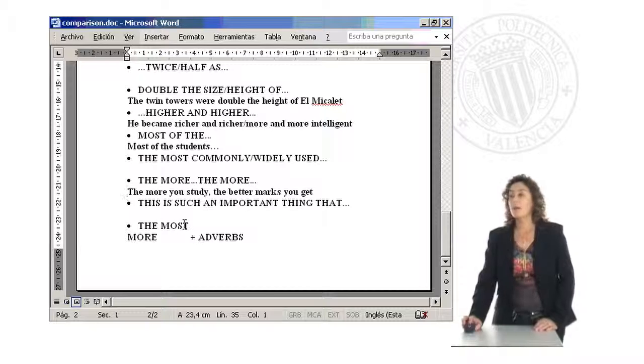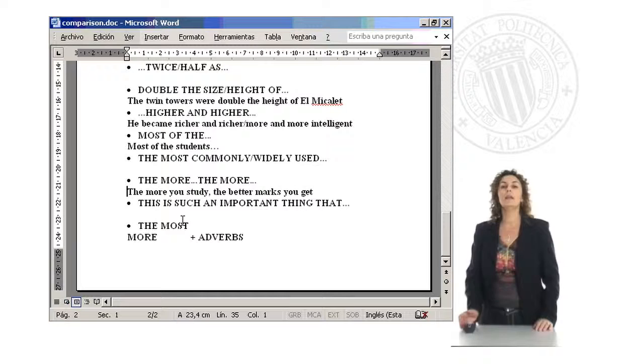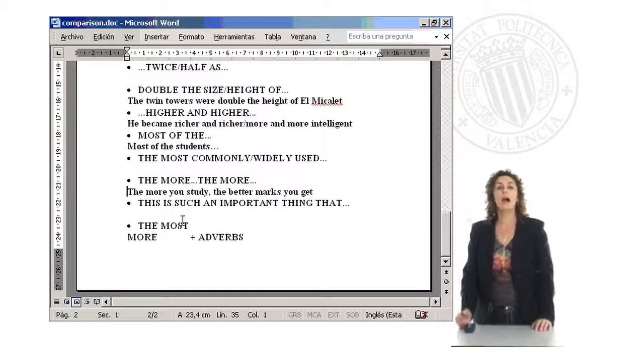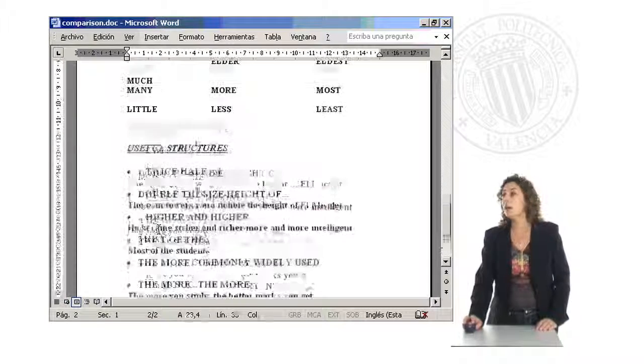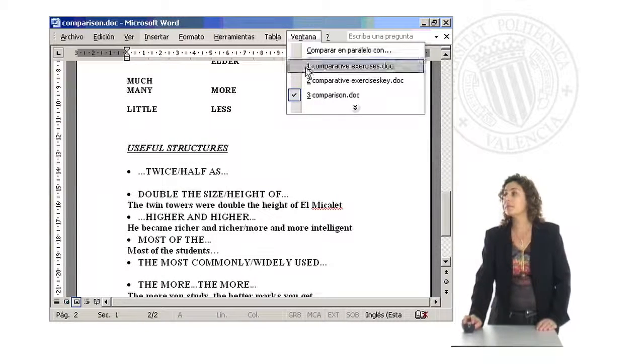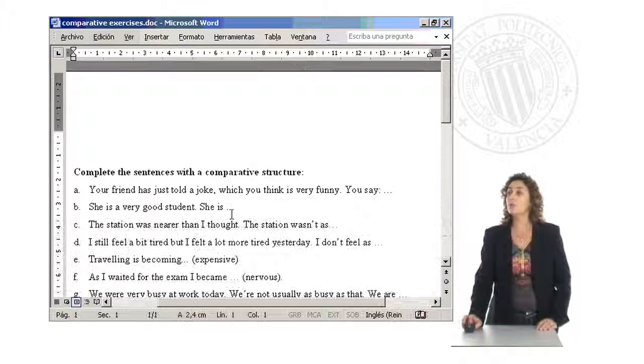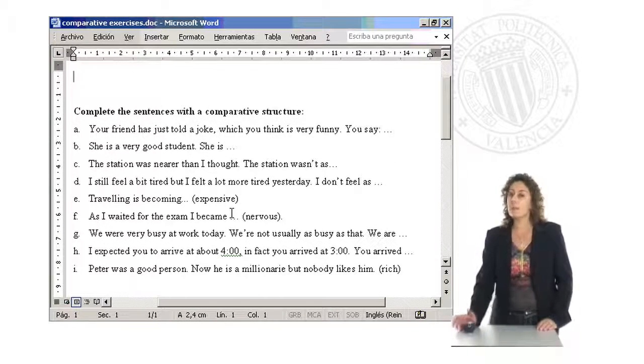Okay? Right, one example, because I think that theory is okay, but really the best way to understand a grammar unit or grammar lesson is to practice, right? Well, I like to practice comparison in this way. I mean, you have a sentence, a situation, a context, and then you have to express a comparative structure, not just filling a gap, which is the exercise quite usual at secondary school, right?